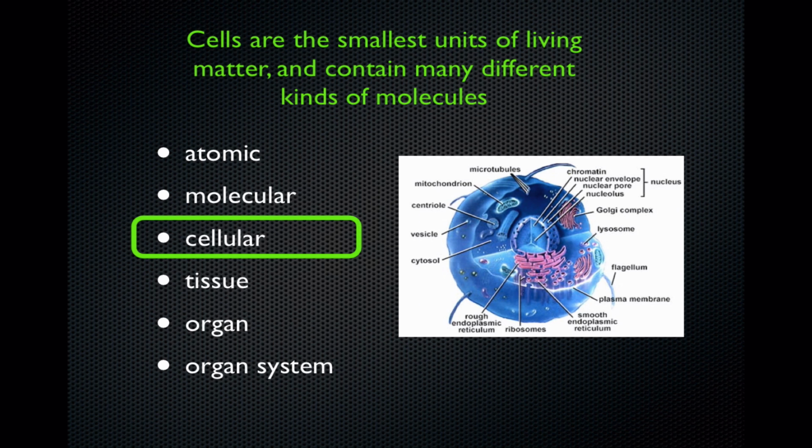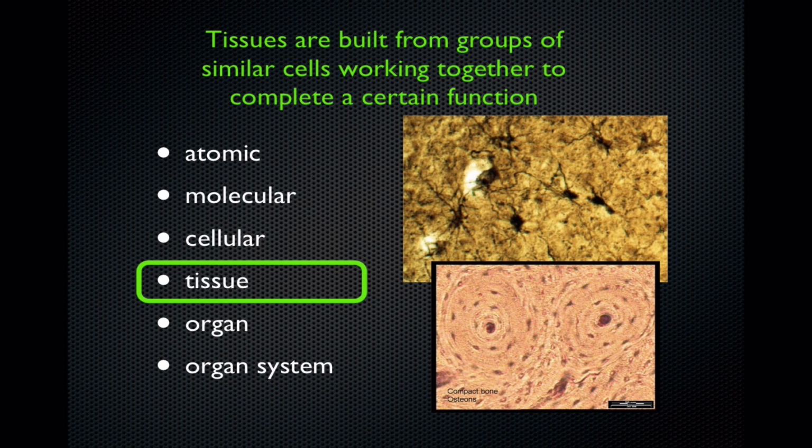The cellular level of organization is the first level that has enough complexity to be alive. And here's just a picture of an animal cell. Lots of things going on here. We'll be studying that in much more detail later on in the class. The tissue level is what you get when you combine similar cells to complete a more advanced function.